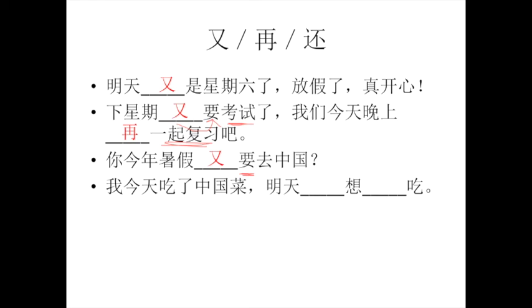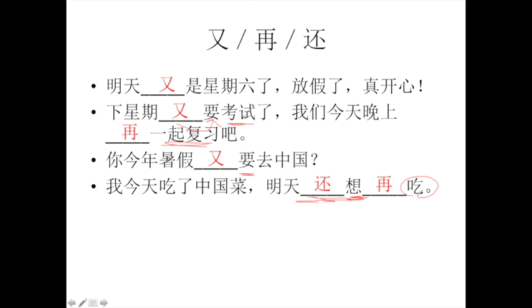我今天吃了中国菜，明天还想再吃。We use 还 to indicate a continuation of 想. Think of something. I ate Chinese food today, but I'm still thinking of eating again. I still want to eat Chinese food tomorrow. 想 is continued, but the actual action of 吃 has not happened. Therefore, we have 还 before 想, but 在 before 吃.